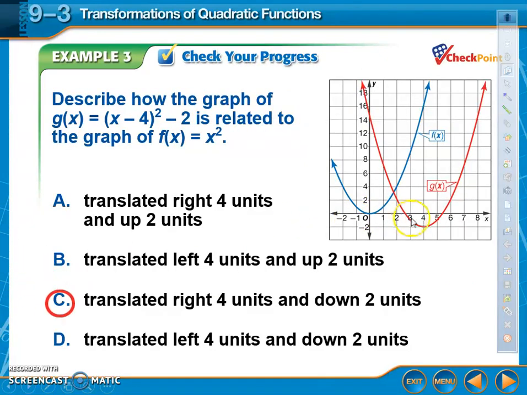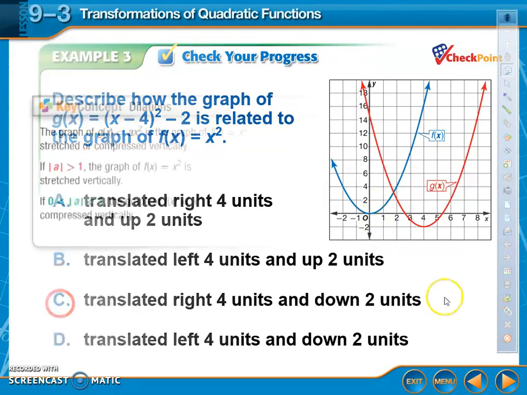Skip this. I think everybody knows it moves over 4 and down 2. Oh, down 2, it's only 1 square, but the y-axis is going by 2s. All right.